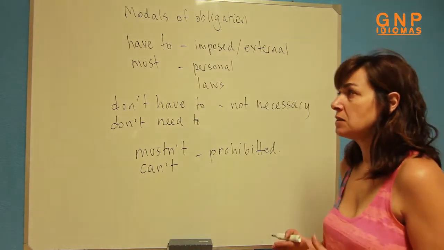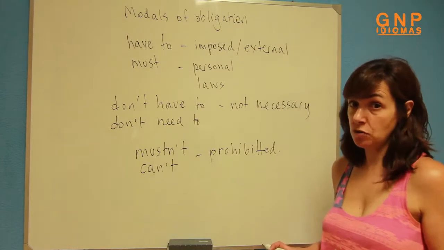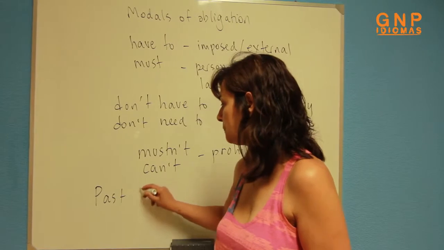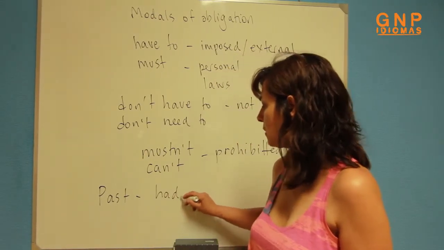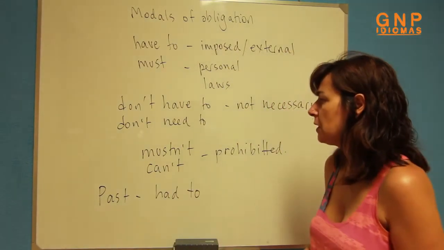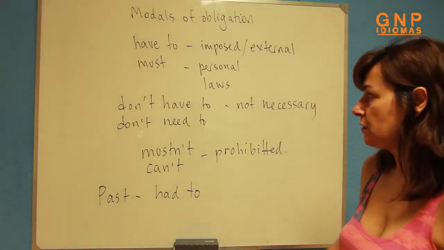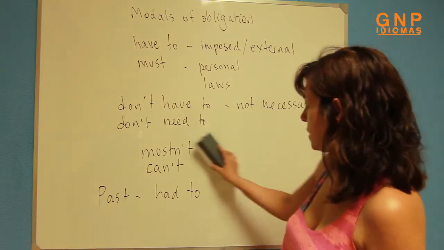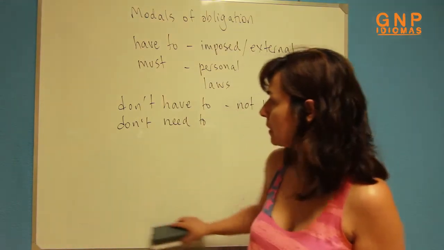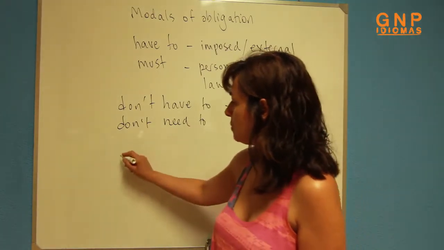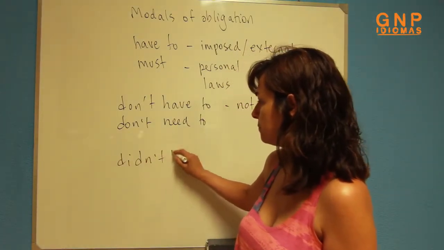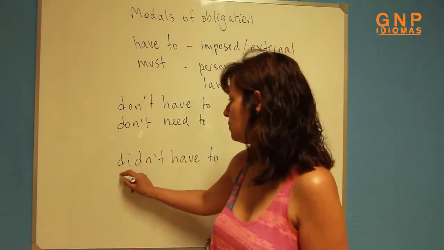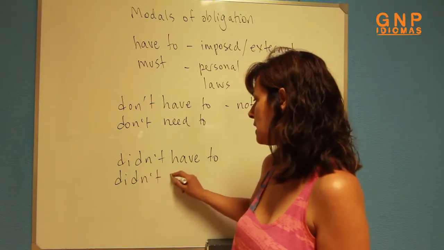You know that the past of must is had to. You have no option there. The past then is always had to. I don't have a past of must, okay? Now, I do have these things in past. Now, let's just erase this bottom part because this is tricky. Now, the past of don't have to is didn't have to. All right? And the past of don't need to is didn't need to. And these remain the same.